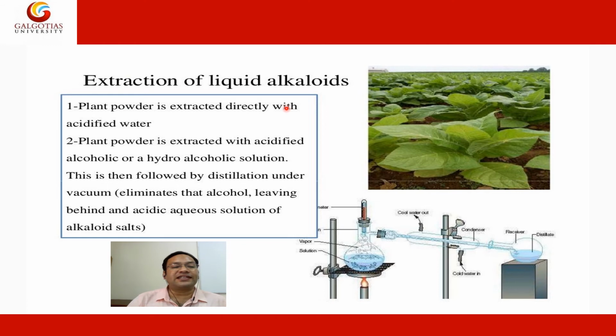Extraction of liquid alkaloids: the plant powder is extracted directly with acidified water, or with acidified alcoholic or hydroalcoholic solution. This is then followed by distillation under vacuum to eliminate the alcohol, leaving behind the acidic solution of the alkaloidal salt. This is the apparatus in which mostly all types of alkaloids are extracted.